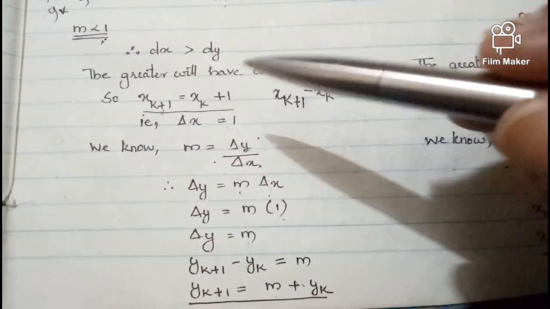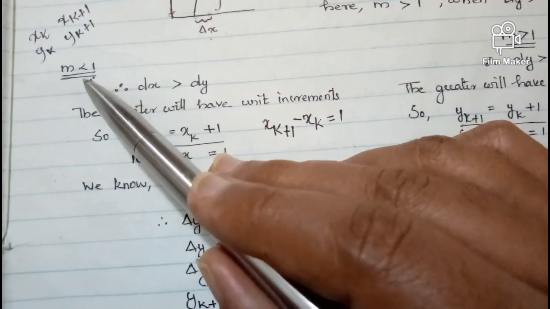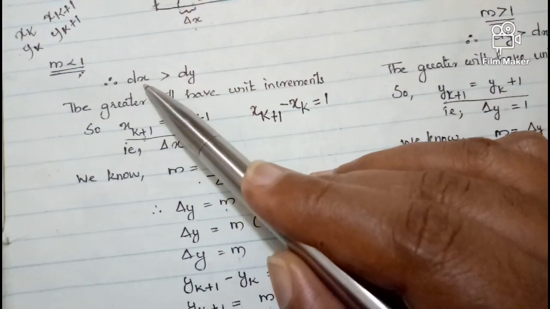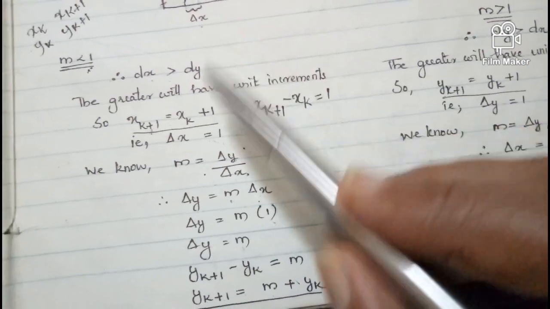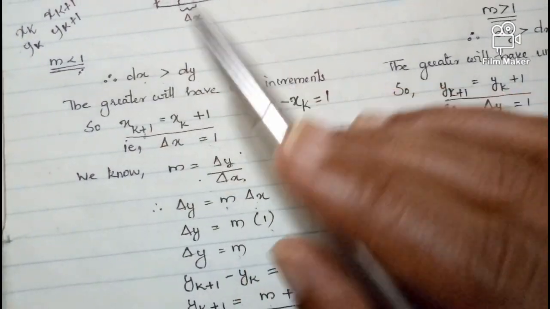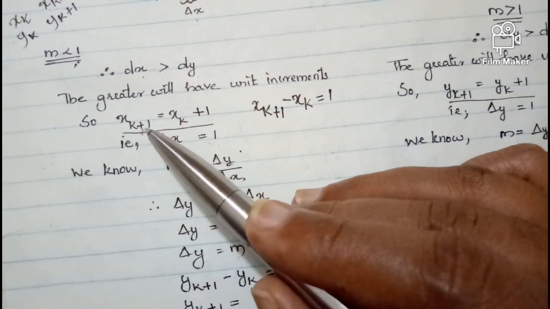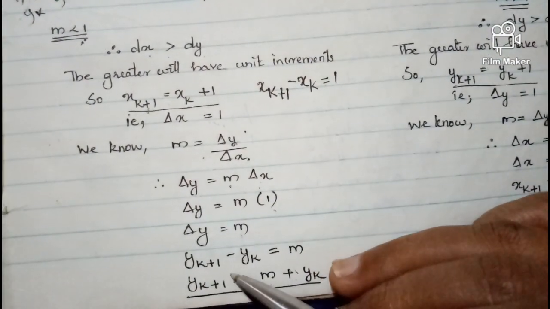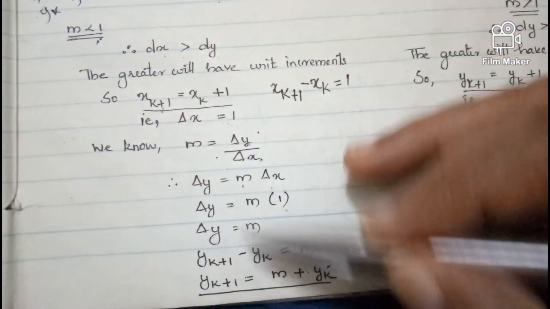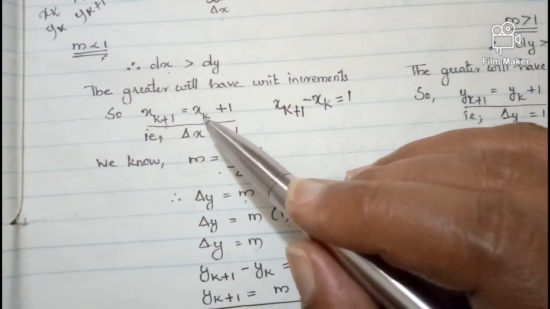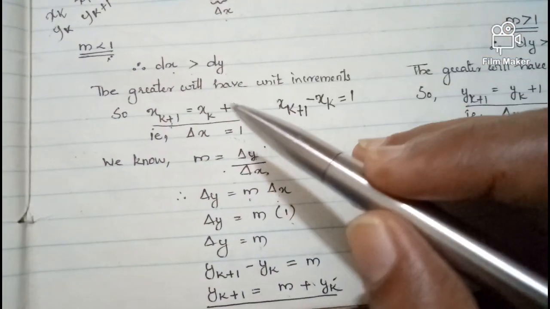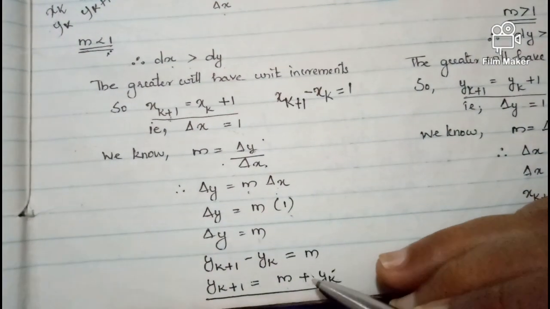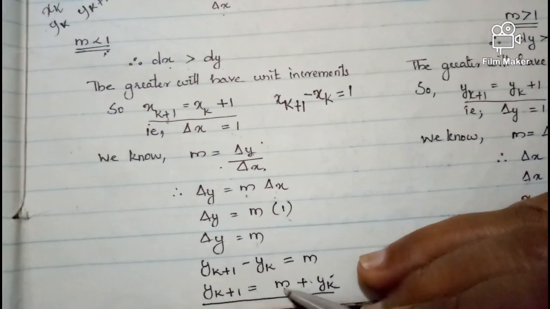So I got two equations. If we are talking about a line with slope less than 1, then delta x will be greater than delta y. Therefore, x increments faster, and hence xk plus 1 equal to xk plus 1. Also, yk plus 1 is equal to yk plus m. So we got two equations, which clearly state that every time, to get the next value of x, we have to add 1 to the current value of x, and to get the next value of y, add m, which is the slope, to the current value of y. Clear?